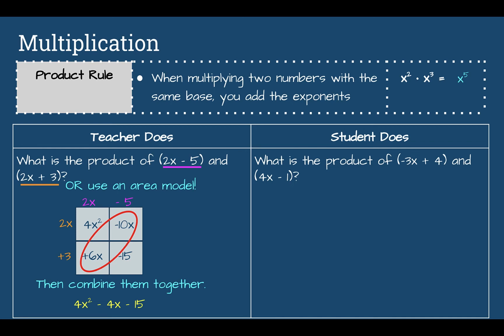Now it's your turn. Pause the video. What is the product of negative 3x plus 4 and 4x minus 1? You may use either the distribution method or the area model to figure it out. They both should give you the same answer.